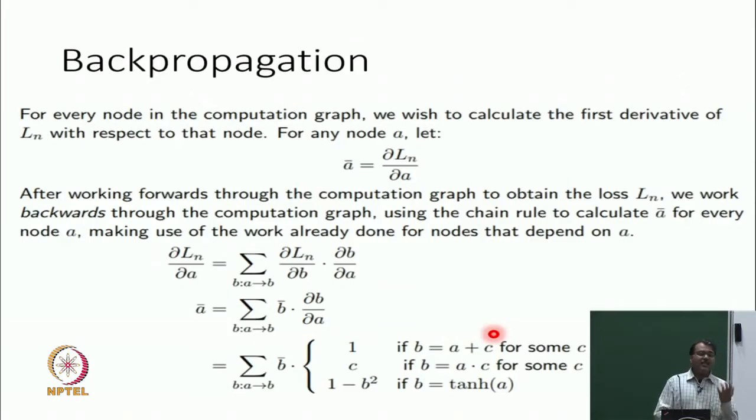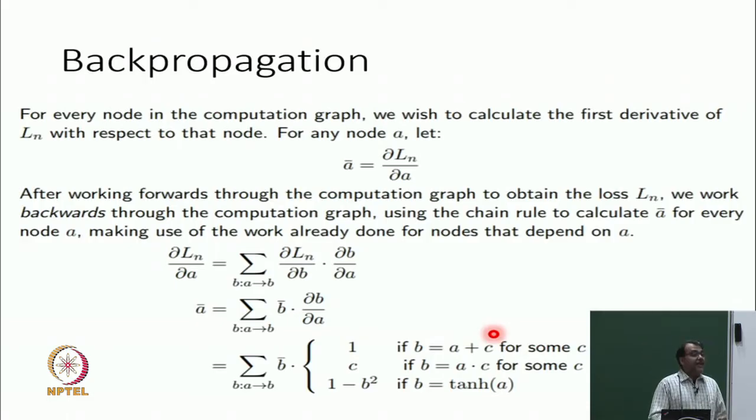Now, for every node in the computation graph, think about forward computation. For every node in the computation graph, we wish to calculate the first derivative of the loss with respect to that node. That node has only one symbol. For any node A, we want A bar to be del L over del A. After working forward through the computation graph, we will finally obtain the loss L. We will work backwards through the computation graph using the chain rule to calculate A bar for every node A, making use of the work already done for nodes that depend on A.